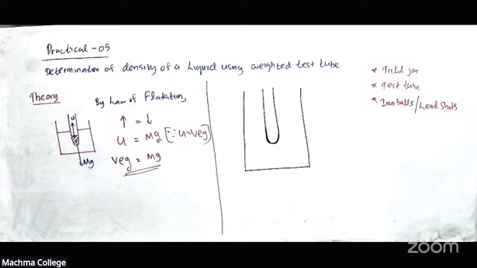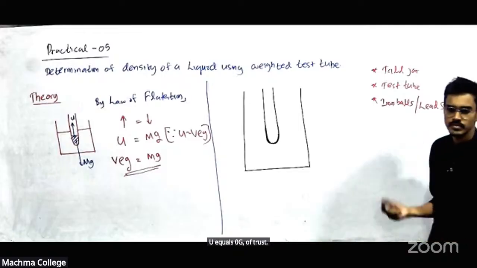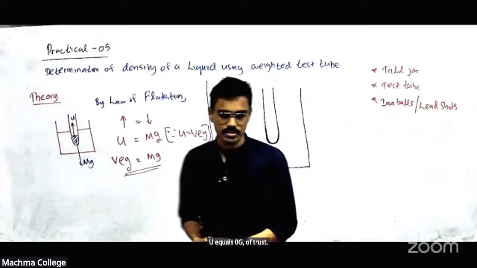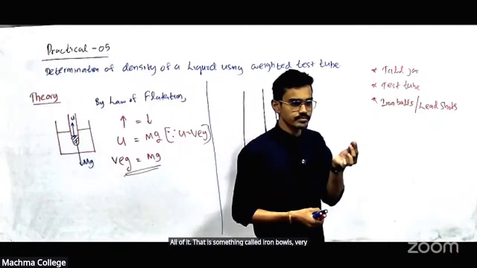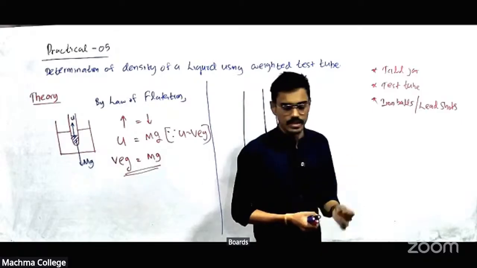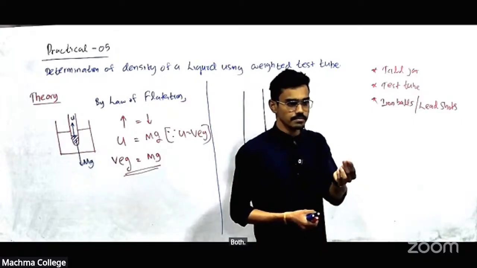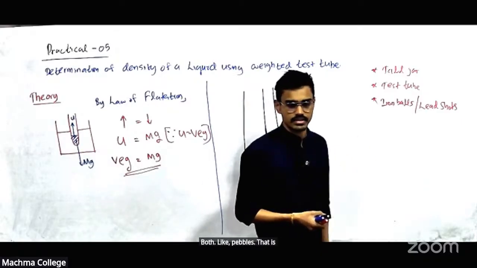See, Viroji, why taking for you? U equals Viroji. Upthrust. Haven't you seen iron balls? Oh, okay. There is something called iron balls. Very small balls, like pebbles, that are made of iron. That is called iron balls.